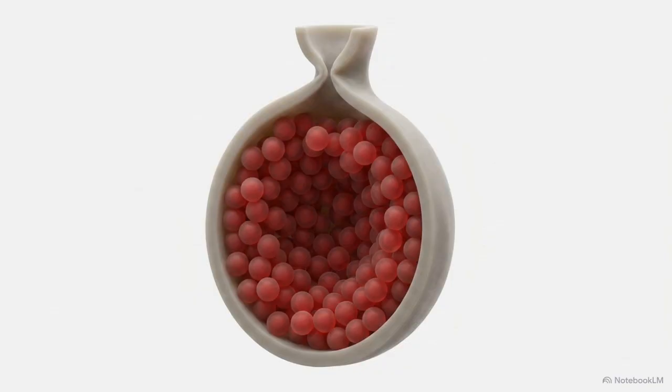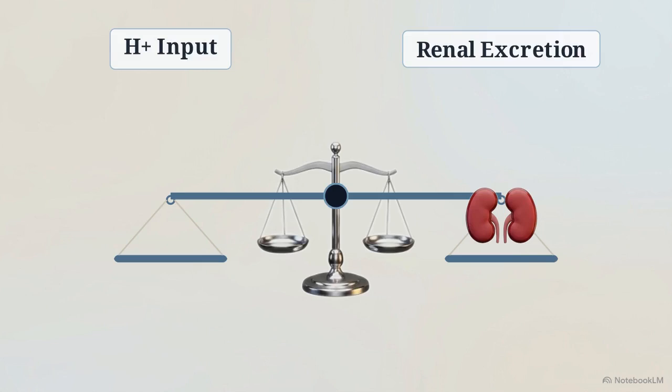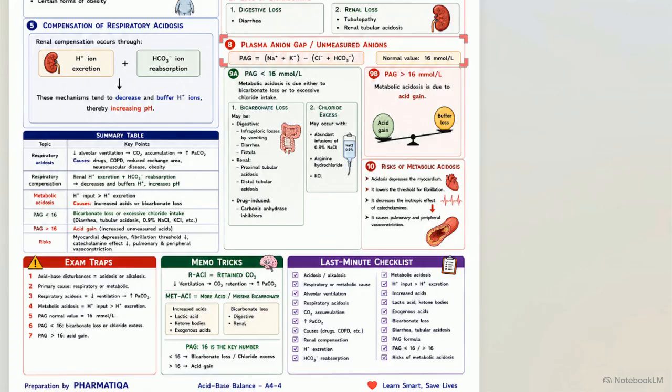Respiratory acidosis is a mechanical issue. Decreased alveolar ventilation directly causes carbon dioxide to accumulate in the blood. Metabolic acidosis is an issue of capacity. It occurs when the input of hydrogen ions from nutrition or cellular metabolism exceeds the kidney's ability to filter and excrete them. The plasma anion gap provides the quantitative evidence required to deduce the exact cause of metabolic acidosis.